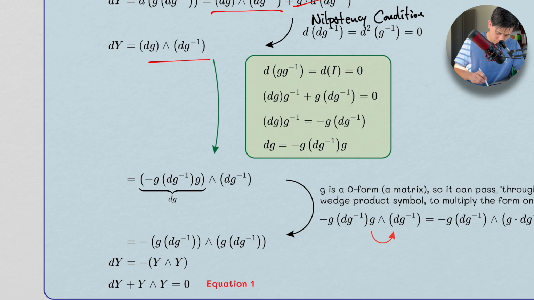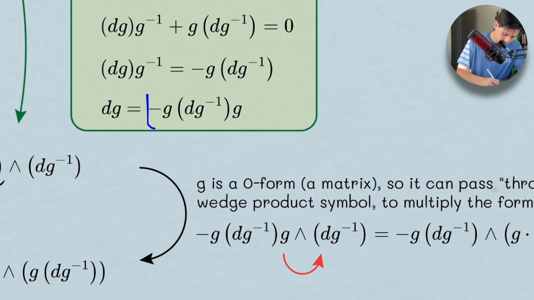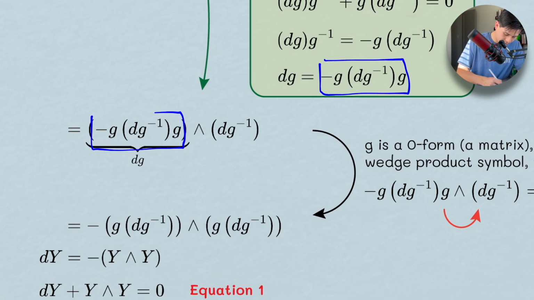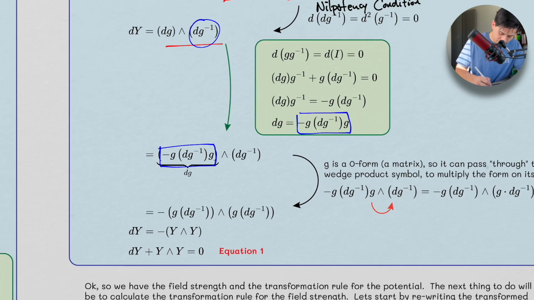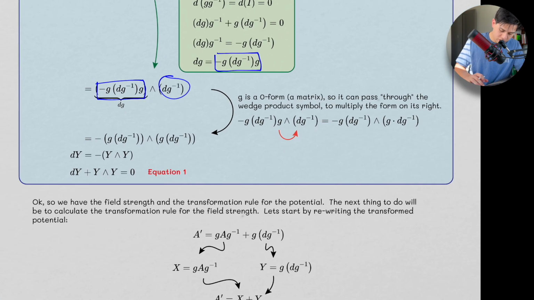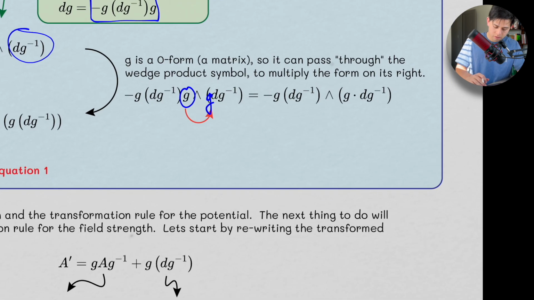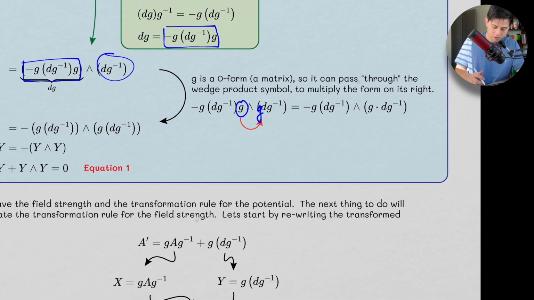It's when we take dg, right? That's this right here, right? That's that. And so that's going to be this right here. And then we just have this guy right here, which is right here. G is a 0 form or a matrix, so it can pass through the wedge product symbol to multiply the form on its right. Right, so this guy here we can put right here because, again, it's just a 0 form, or it's a function on space-time. It's a metric, that's what it is. We've covered that before in GR.